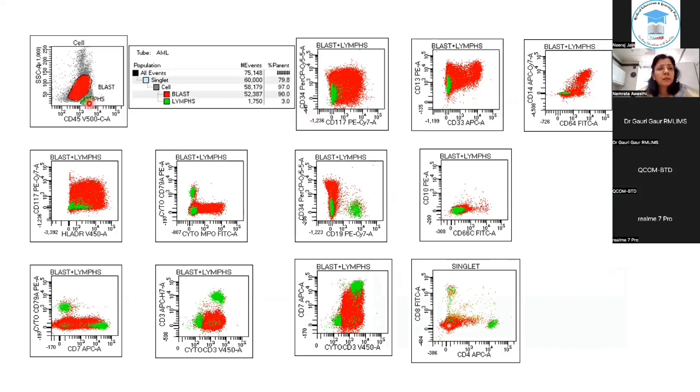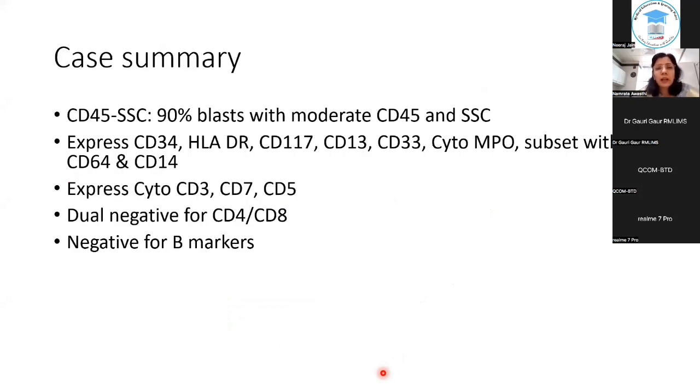The blasts are red, green are the lymphocytes. The blasts are expressing CD34 and CD117, CD13 and CD33, CD64 and CD14, suggesting a myeloid and a monocytic maturation, and an MPO. Then the blasts are also expressing CD34, CD7 and cytoplasmic CD3. And you see that the normal T cells and the blast cells are expressing nearly the same amount of cytoplasmic CD3 and also CD7. CD4 and CD8 were negative here. So these blasts express markers of myeloid monocytic differentiation as well as T cells.